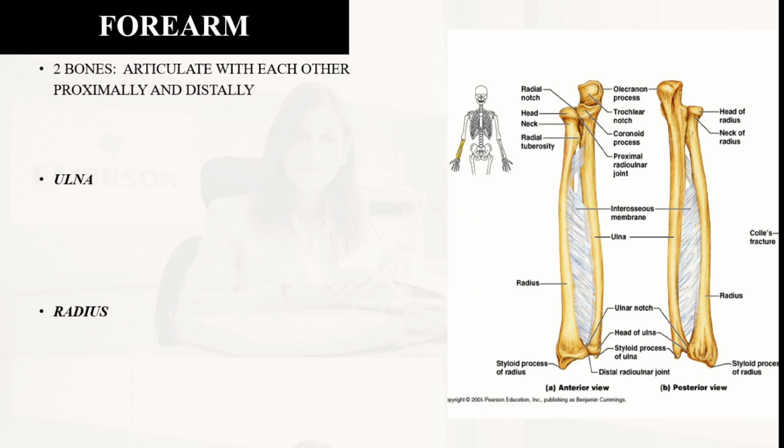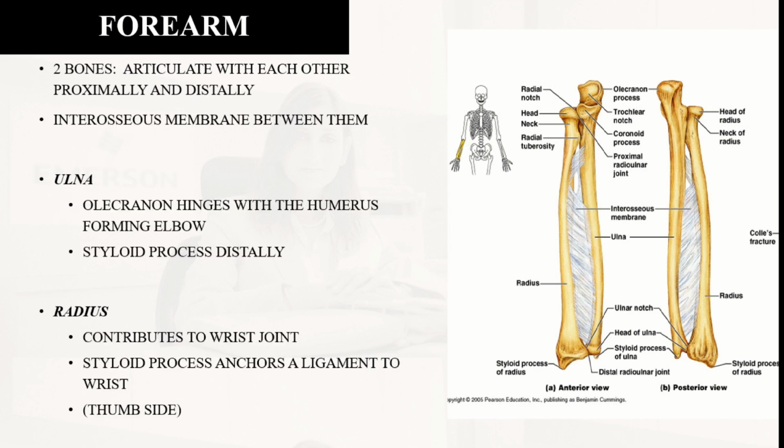So we now go to the forearm. The forearm has two bones which articulate with each other proximally and distally. So we have the ulna and the radius. Then apart from that, in between we have what we call the interosseous membrane. So the interosseous membrane is found between the two bones.